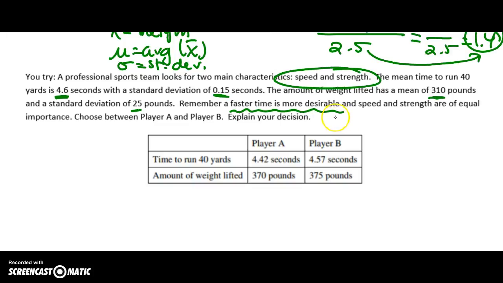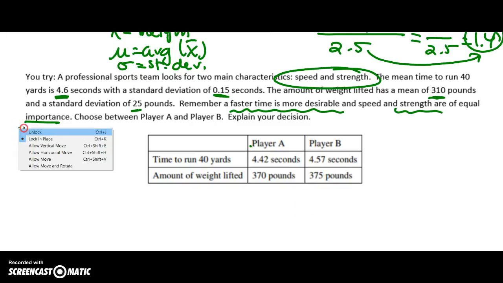So here we would want a negative z-score for running. Faster means less time, so you would be to the left of your mean. Strength, however, we want to be stronger, so here we would want a positive z-score. And these are of equal importance when we're trying to pick between players. So we're going to get 4 z-scores: player A's z-score for both time of running and weight lifted, and player B's. And then we'll compare where they're at.